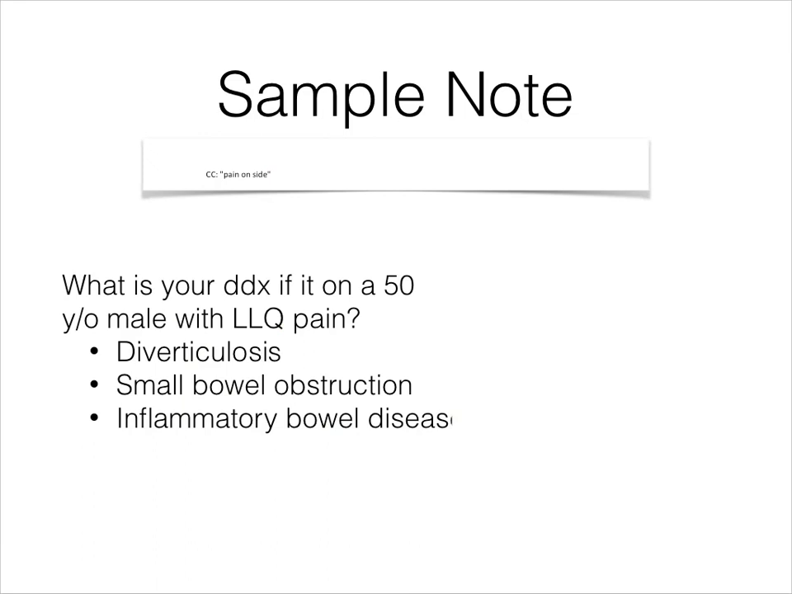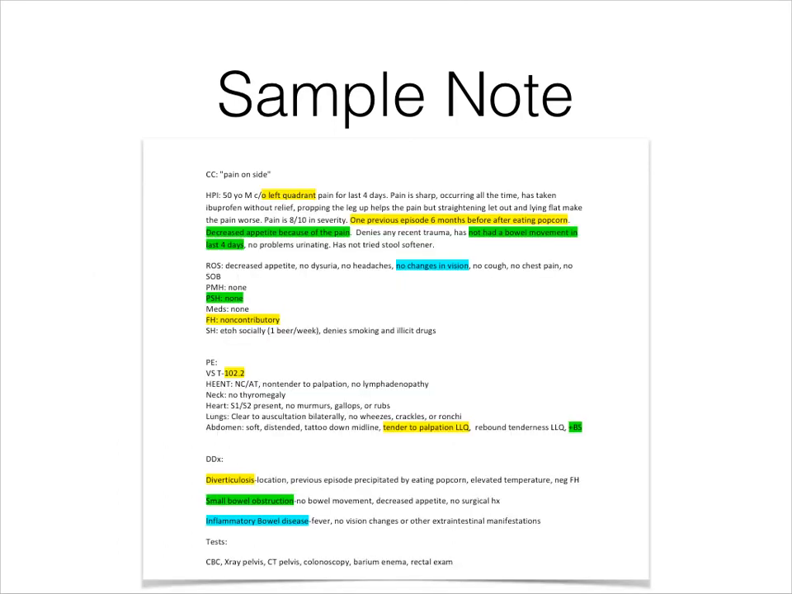Here's another sample, pain in my side. So what's your differential if this is a 50-year-old male with left lower quadrant pain? I would think diverticulosis, small bowel obstruction, maybe inflammatory bowel disease. And on my note, the yellow is diverticulosis, so I have yellow all the way through. For small bowel obstruction, I have green all the way through. For inflammatory bowel disease, again, blue all the way through. I don't have very many things to go with that because I guess I ran out of things to think about.